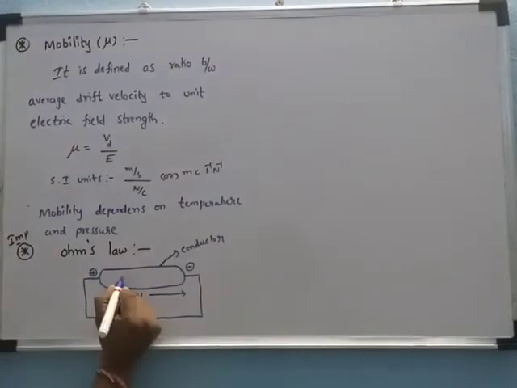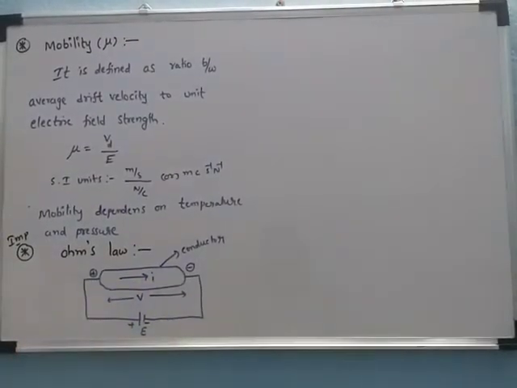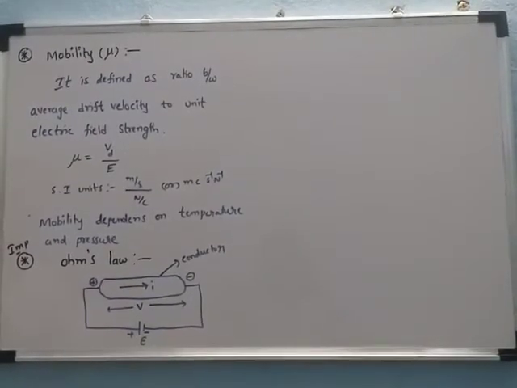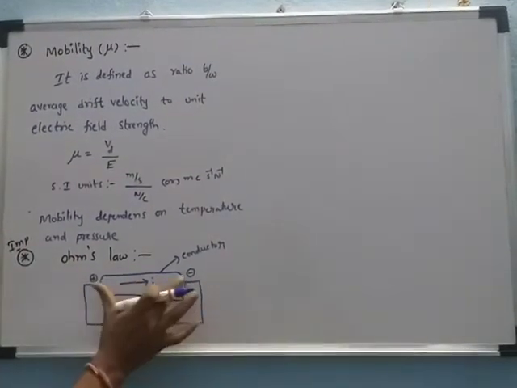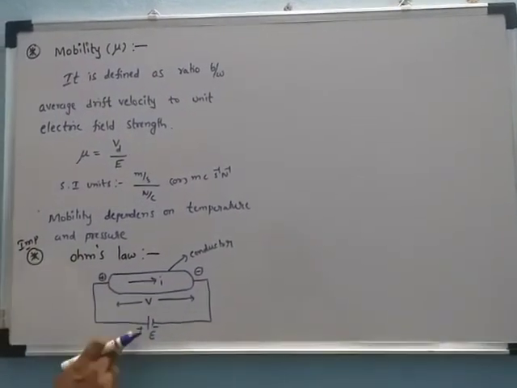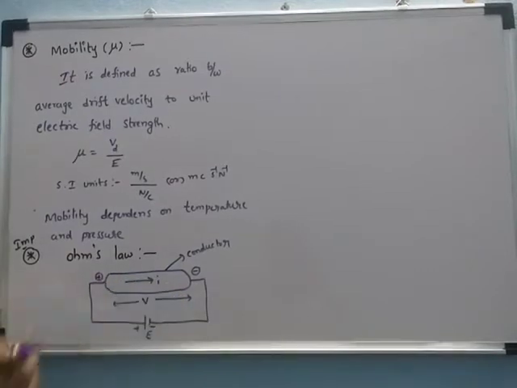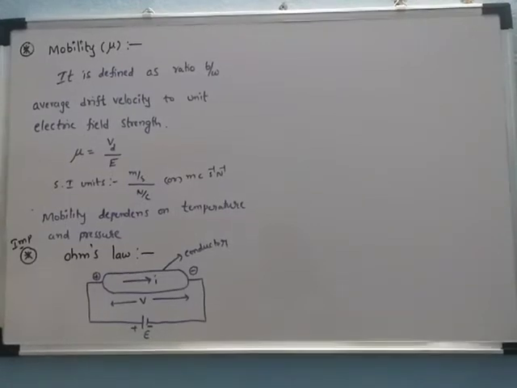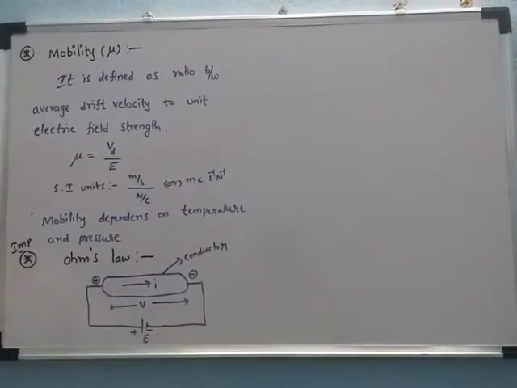Then current passes through the conductor. What is the rate of flow of charge? The rate of flow of charge is called current. Now when we apply a potential difference to the conductor with the battery's positive and negative terminals, a current passes through it. That means the current is directly proportional to the potential difference.